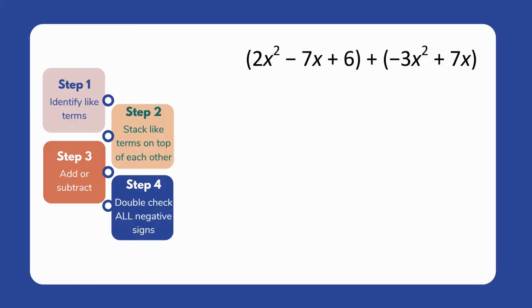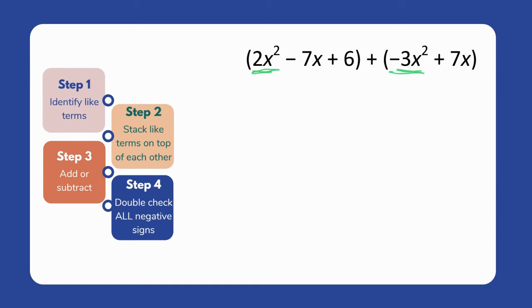All right, so let's go ahead and add these two expressions together. In the first parentheses, I have 2x squared minus 7x plus 6, and I'm adding that to negative 3x squared plus 7x. So step one is I want to identify my like terms. That means things that have the same variable and that variable is raised to the same exponent. So I notice that right here I have 2x squared and negative 3x squared.